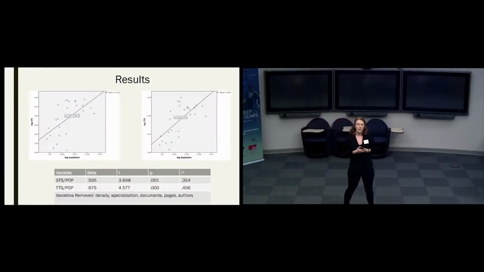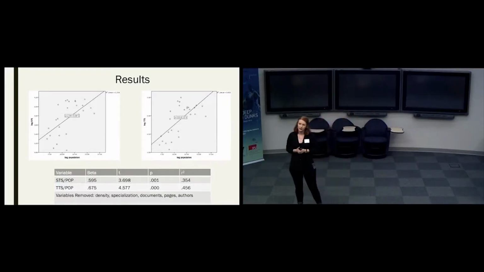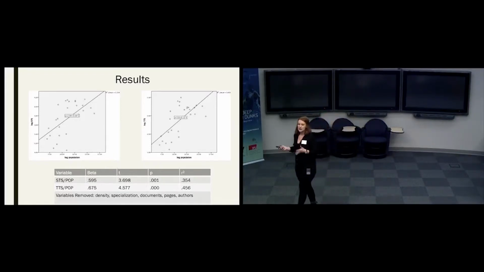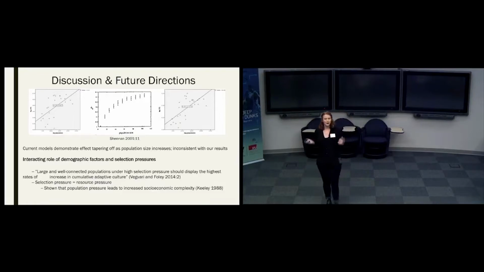So our results show a positive linear relationship between population size and technological complexity. As you can see in the two multiple regression analyses results here, population size explains about 35 to 45% of the variability in technological complexity. We were a little surprised by these results.